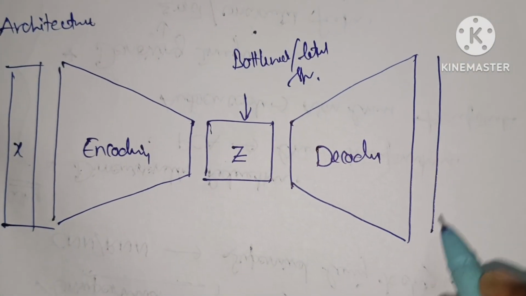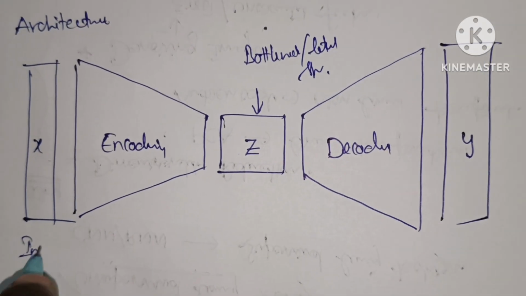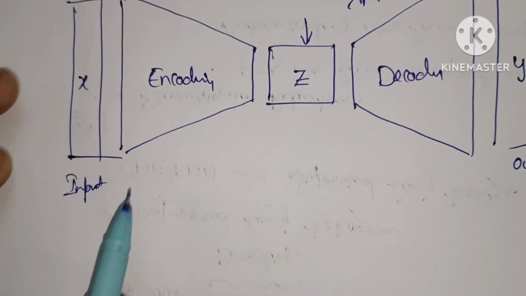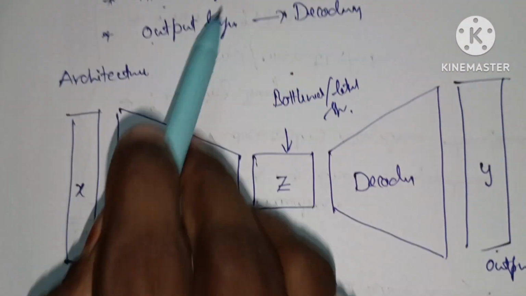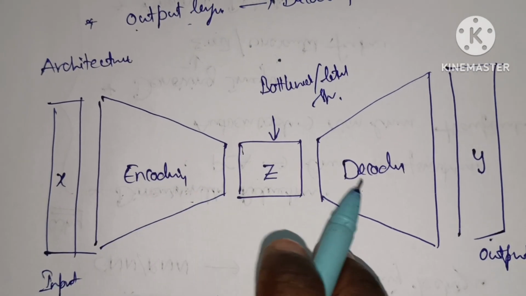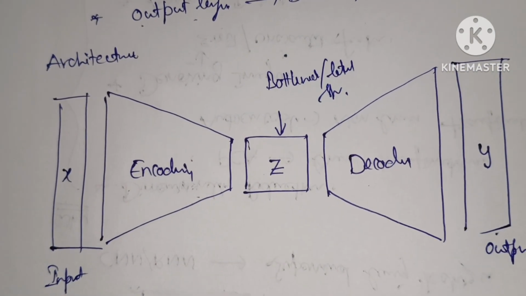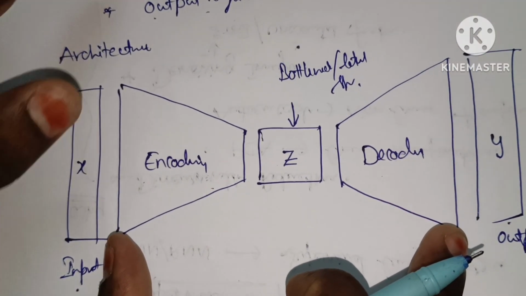Then finally we get an output Y. This is the input, this is the output. Finally, what is given as input is the same as the output. But why are we applying autoencoders? The main theme is non-linear transform. Is there any disturbance? Is there any denoising? Is there unrelated data? We can easily remove it. This is the main architecture of autoencoders.